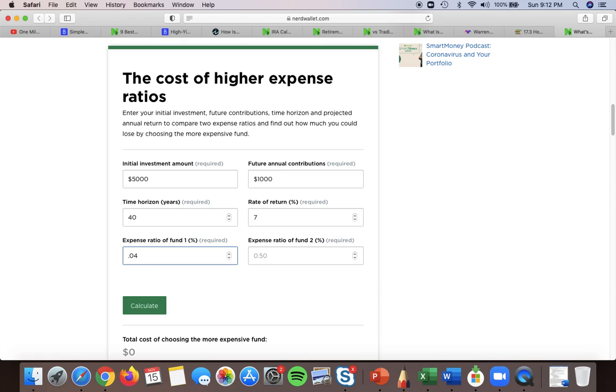However, the first fund through my Roth IRA has an expense ratio of 0.04%, which is considered very, very low. And the expense ratio of the asset that's in my 401k has an expense ratio of 0.48. So much higher than the first fund.